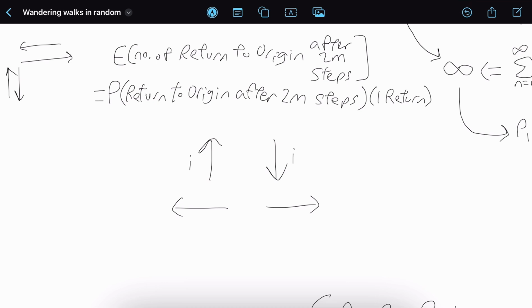And the same case as here, the number of steps to the left should be the same as to the right. So we have an equality here. And remember, the sum or the total of the number of steps added up is 2m. So when we add up all of these steps, we get 2m steps.